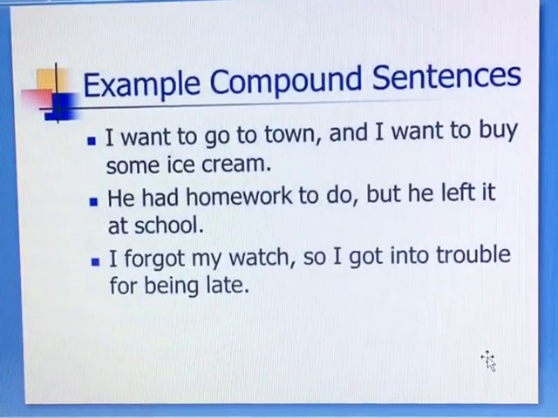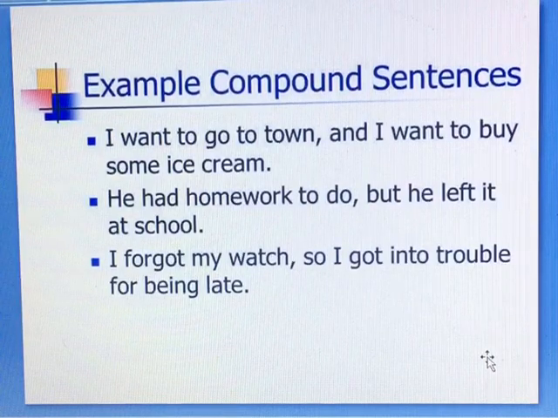Examples of compound sentences. I want to go to town, comma, and I want to buy some ice cream. So, I want to go to town is an independent clause. I want to buy some ice cream is an independent clause, and both of them are joined together with and. This makes a compound sentence. He had homework to do, but he left it at school. I forgot my watch, so I got into trouble for being late.